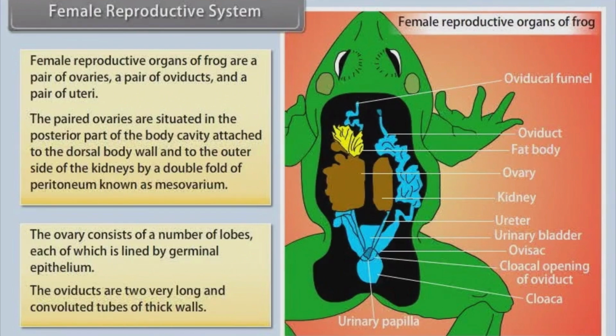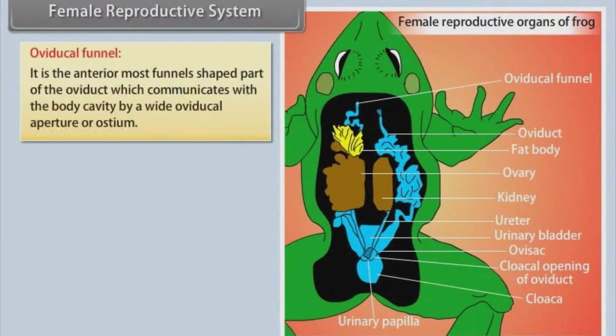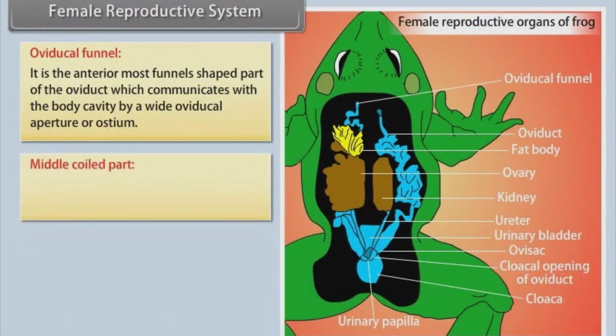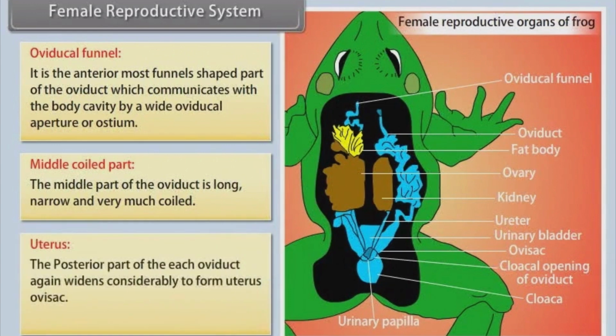The oviduct is distinguished into three regions. Oviducal funnel: it is the anterior-most funnel-shaped part of the oviduct, which communicates with the body cavity by a wide oviducal aperture or ostium. Middle coiled part: the middle part of the oviduct is long, narrow, and very much coiled. Uterus: the posterior part of each oviduct again widens considerably to form the uterus or ovisac. The fertilization in frog is external.